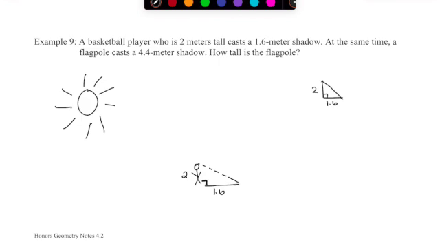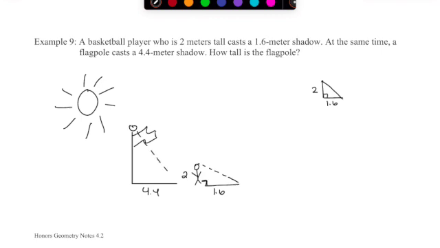It says at the same time, a flagpole. So here's my flagpole. My flagpole is too long. My flagpole goes to about there. Okay, a flagpole, there's my flag, casts a 4.4 meter shadow. So this flagpole is casting a 4.4 meter shadow. Actually, no. I do this every time I draw this picture. It doesn't necessarily block the person. I just know that the flagpole casts a shadow, and the shadow is 4.4 meters.